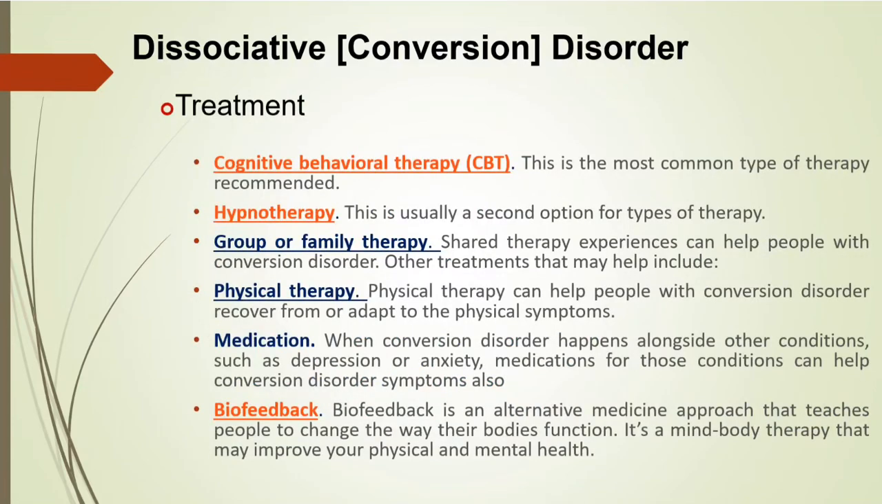Now, treatment. In dissociative disorder, the treatment can be cognitive behavior therapy, hypnotherapy. If there are conflicts, then family therapy can be done. If there is conflict between family members, physical therapies can also help. If the person has overlying depression and or anxiety, medications can also help. If the person has insomnia, medications can help. Biofeedback is an alternative medicine approach that teaches people to change the way their body functions. It's a kind of mind-body therapy that may improve the physical and mental health in case of dissociative or conversion disorders.